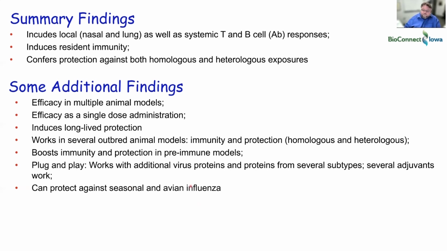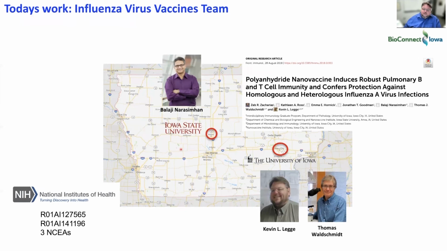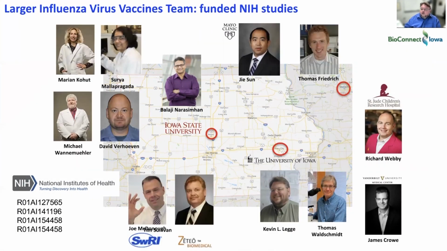So what I've shown you today has been largely work that's been a collaboration between myself, Tom Welchman, and biology. A lot of this work is published in this manuscript in Frontiers in Immunology, and has been supported by 2 R01s, as well as 3 non-clinical services agreements with the NIH. But this is part of a larger project, NIH-funded studies that are looking at nanoparticle vaccination against influenza, including folks at Mayo Clinic, University of Wisconsin, St. Jude, Vanderbilt, Sweary, and Zateo, as well as additional investigators at Iowa State. It's now being supported by 4 different R01s.